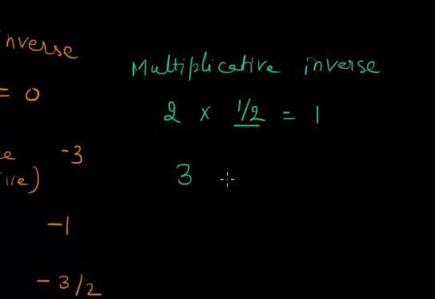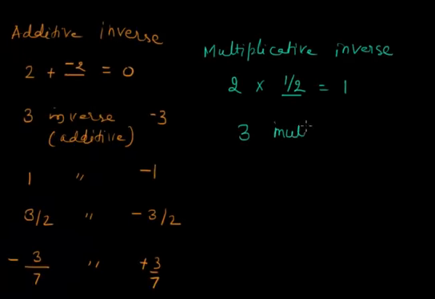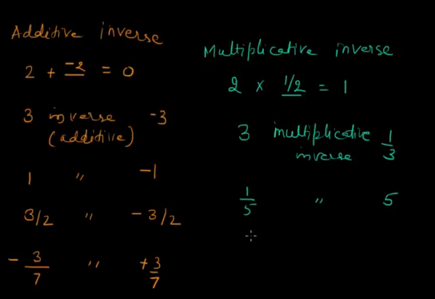For example, if 3 is the number and I want to calculate its multiplicative inverse, that will be 1 by 3. Multiplicative inverse of 1 by 5 will be 5. Multiplicative inverse of, say, minus 3 by 2: minus will remain the same, instead of 3 by 2, it's 2 by 3. If you want to calculate the multiplicative inverse of, say, minus 6, minus will remain the same, instead of 6, it is 1 over 6. This is how you calculate the multiplicative inverse.